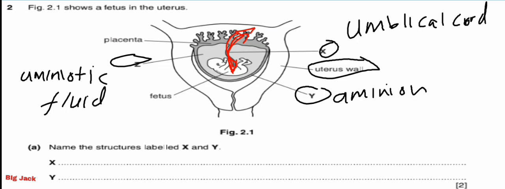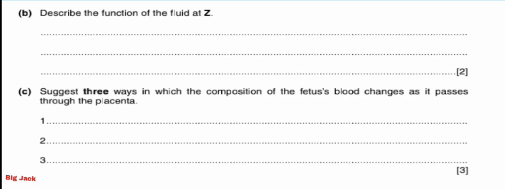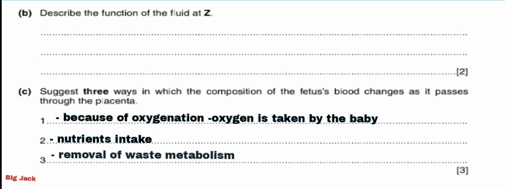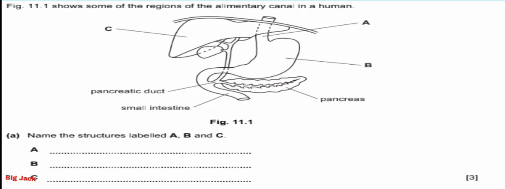Now, to make you understand what they're talking about here, we can talk of oxygenation. So we can say the first one is oxygenation. Okay, that's the first one. Then number 2, we can include the nutrients intake. Then apart from the nutrients intake, the removal of waste metabolism, or waste removal of metabolism. So those are the answers. Okay, so the next question please.